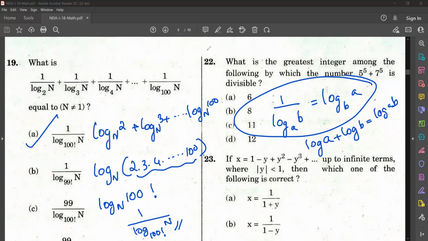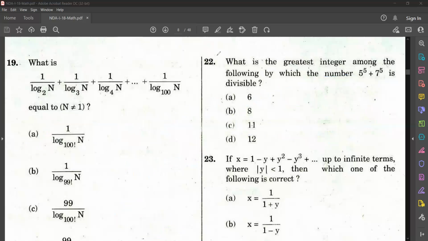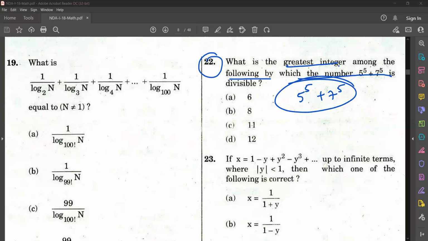Okay, so moving to the question number 22. What is the greatest integer among the following by which number 5 raised to 5 plus 7 raised to 5 is divisible? What is the greatest integer among the following that this is divisible?